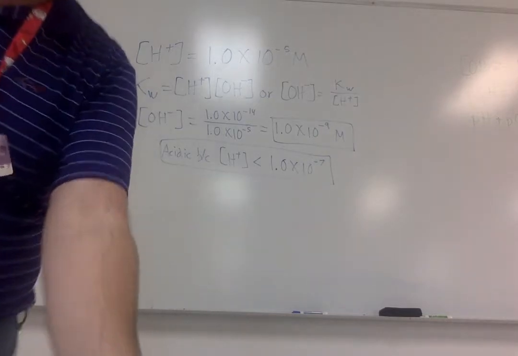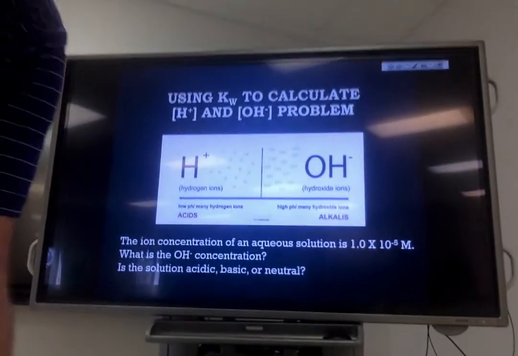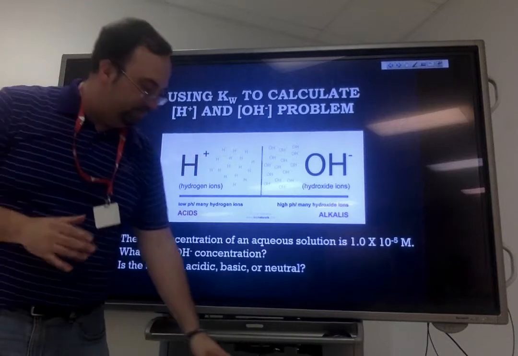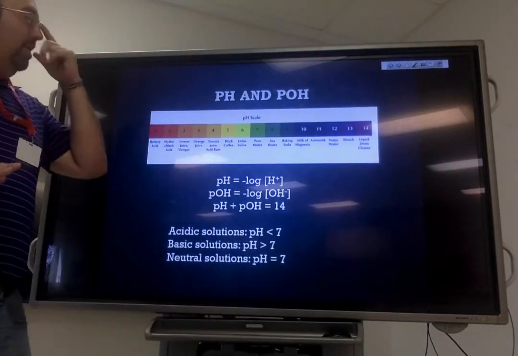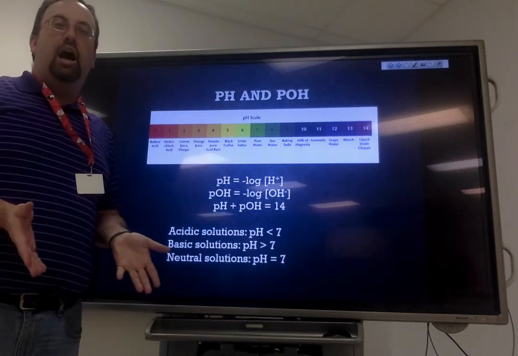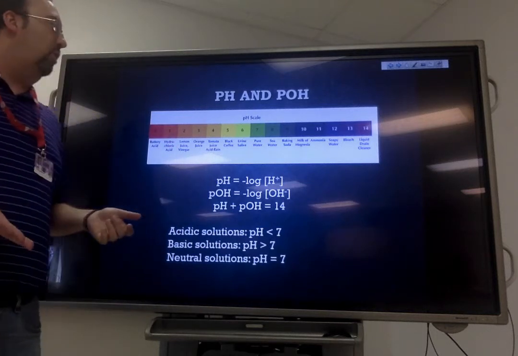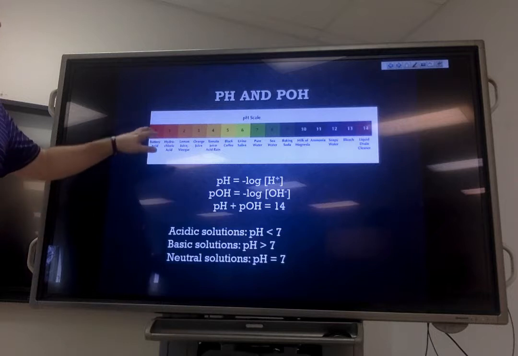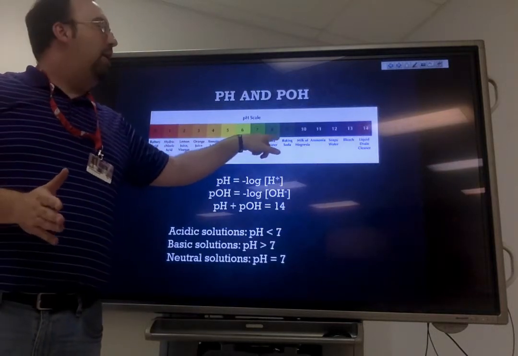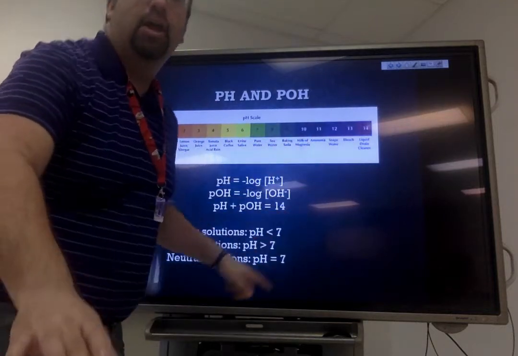All right, let us now talk a little bit more about what pH is. This is a scale that shows different everyday objects and what their pH values are. And so we have the low pHs over here, pH 7 is neutral, and we have the high pHs here.